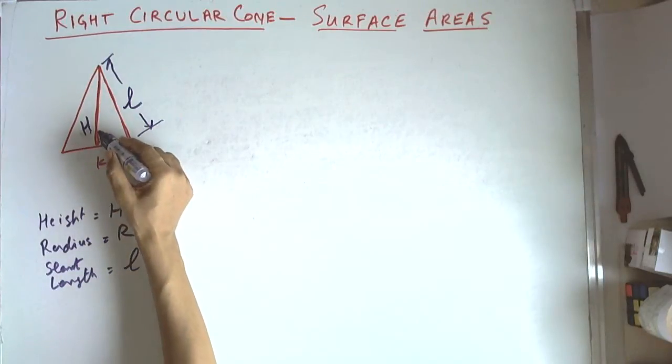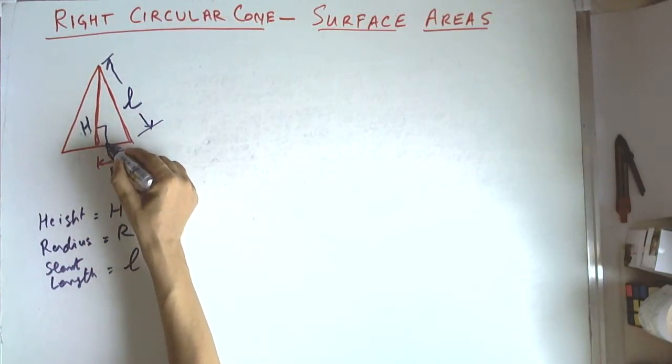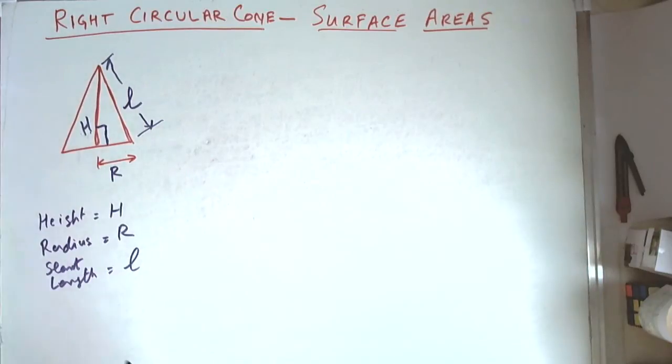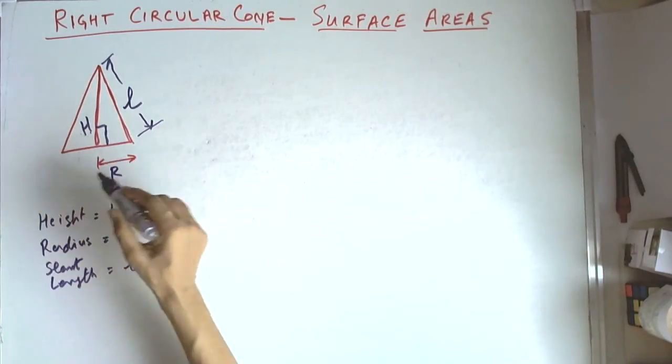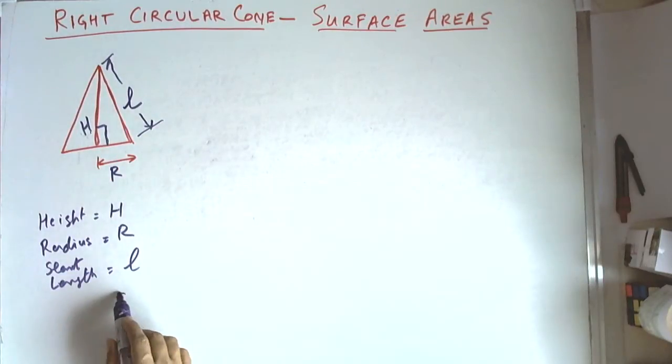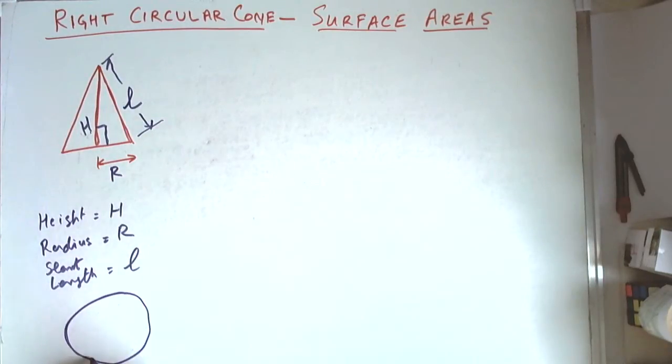And when we say right, this angle is 90 degrees. That is why the word right. Circular, because the base is circular. So the base is like this, a circle.